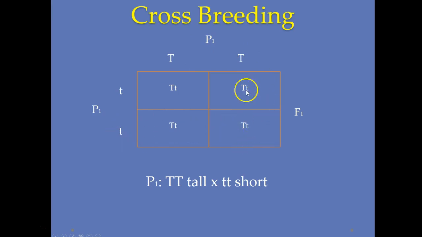And what we get is individuals who are all heterozygous for a trait, right? They all are tall, that's their phenotype, but their genotype is heterozygous. They got one of each allele from each parent.